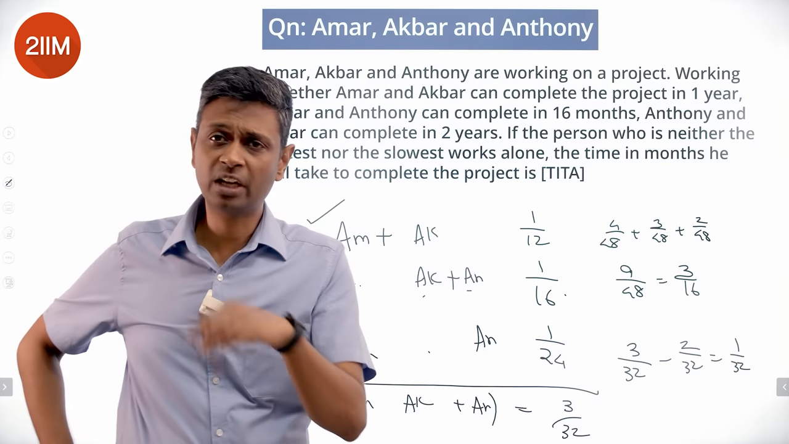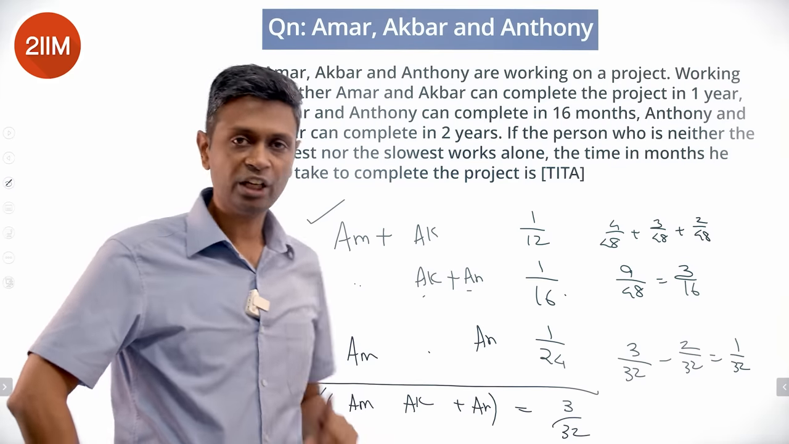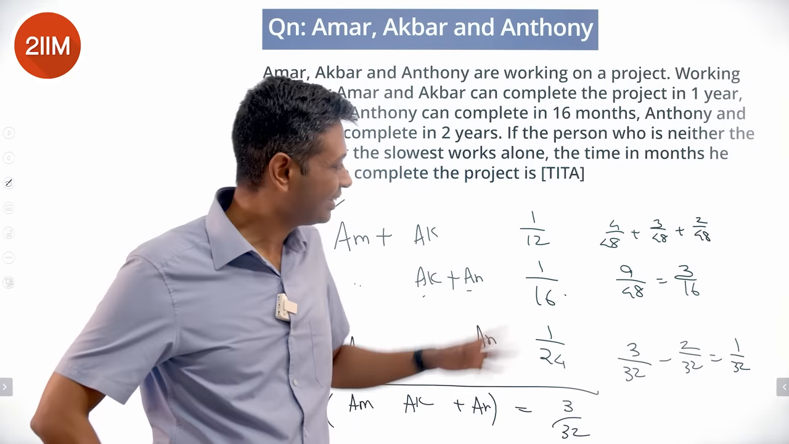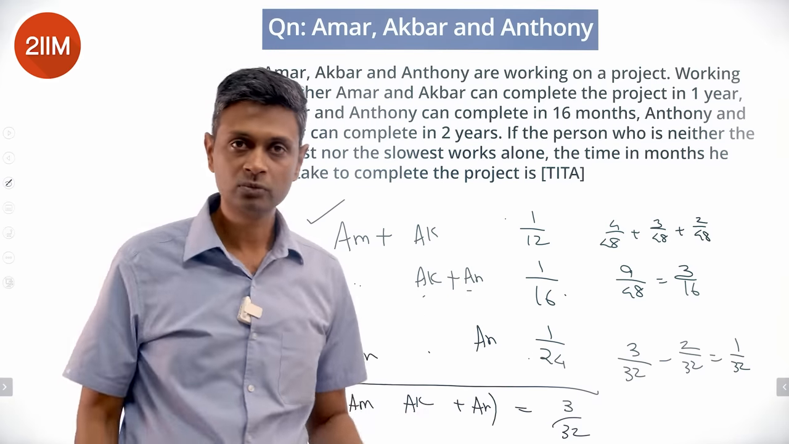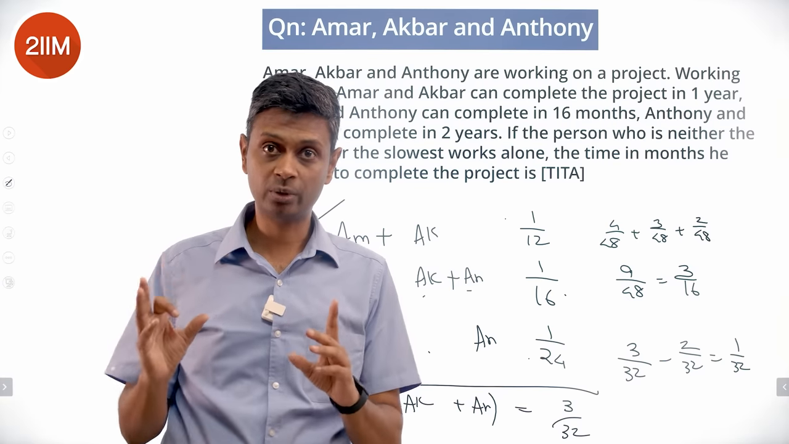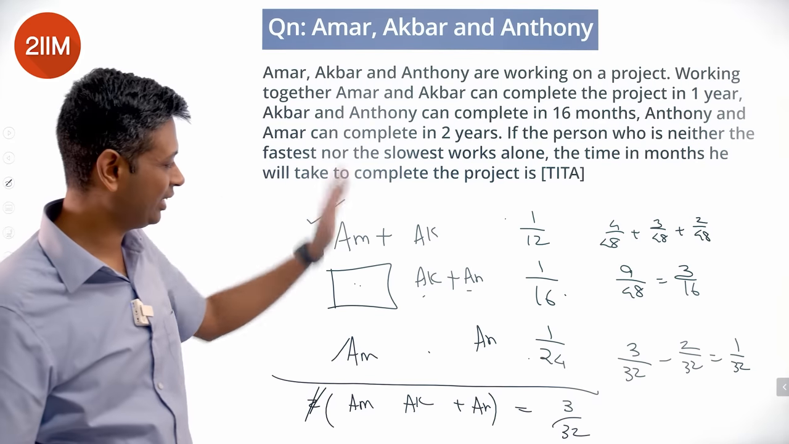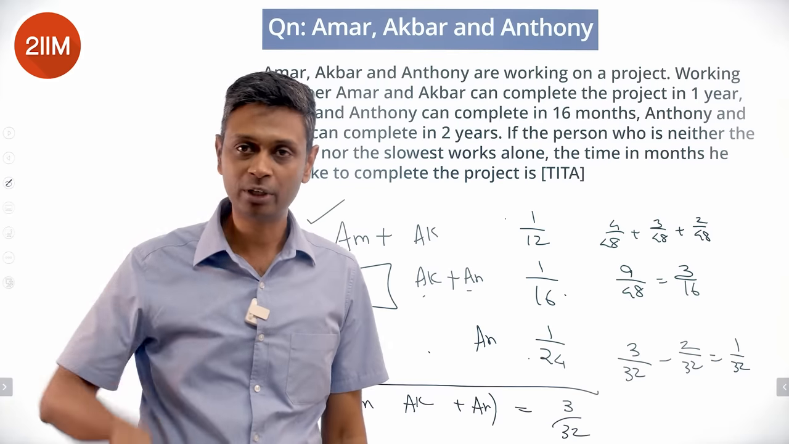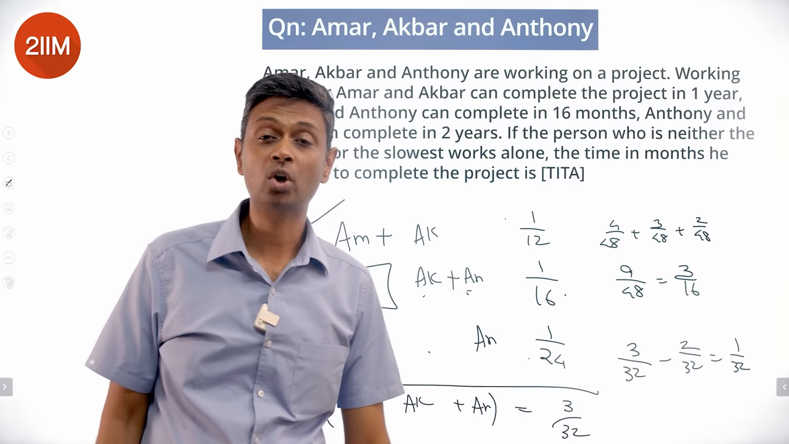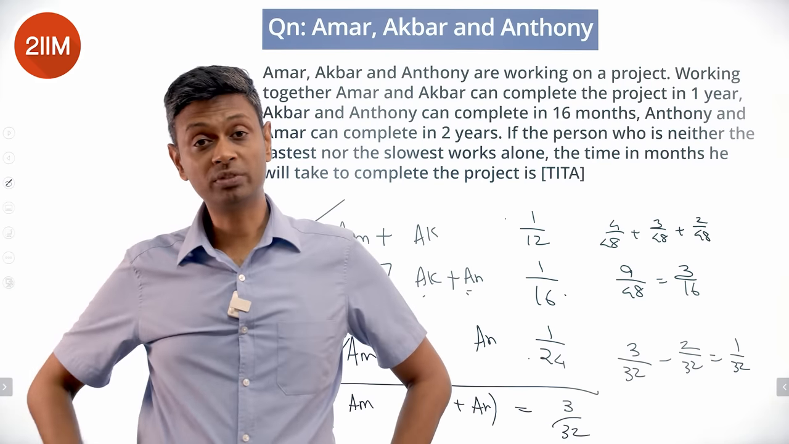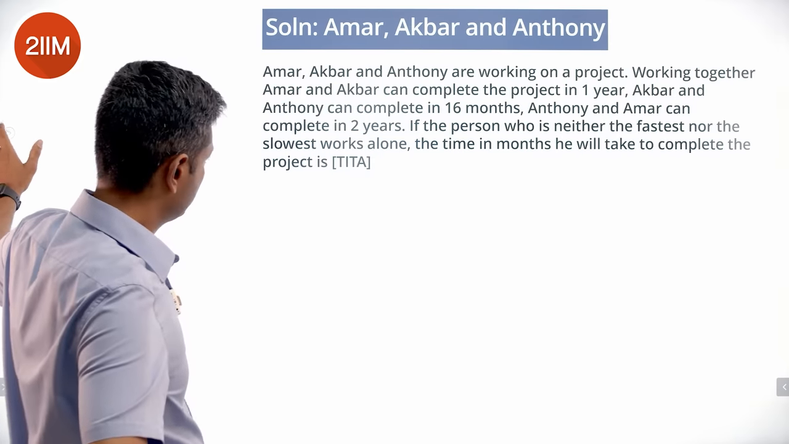What are we doing here? Amar plus Akbar in 1 month can finish 1/12 of the task. Akbar plus Anthony in 1 month can finish 1/16 of the task. Amar plus Anthony in 1 month can finish 1 by 24 of the task. Of these numbers, this is the largest, this is the smallest. I don't even have to process this. The middle number is the one where the slowest and the fastest are working together. That means the middle speed guy is this missing guy. So we want to find Amar. Add everything up. We'll get 2 times Amar plus Akbar plus Anthony. Divide by 2. We'll get Amar plus Akbar plus Anthony. From that, subtract this. We'll get Amar's number, which turns out to be 1 by 32. Or Amar, in a month, can do 1 by 32 of the task. Or to finish the task, he'll take 32 months. Time in months should be 32.